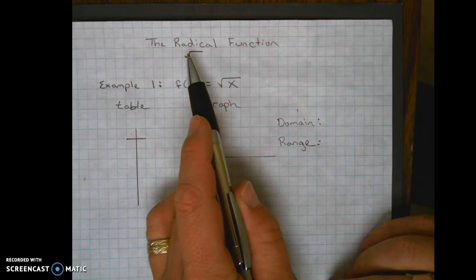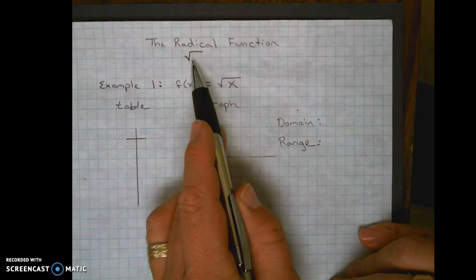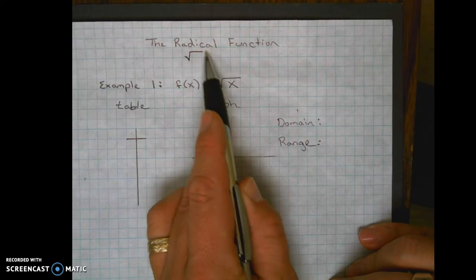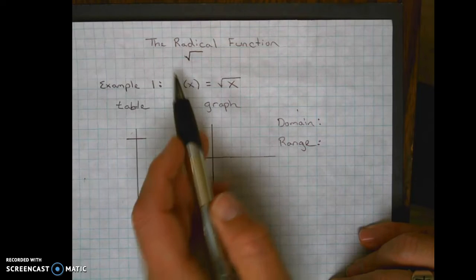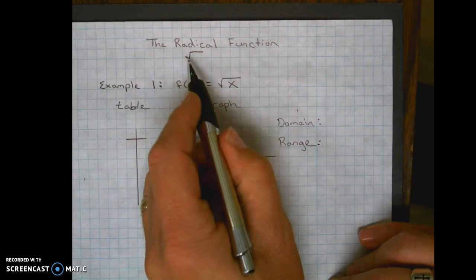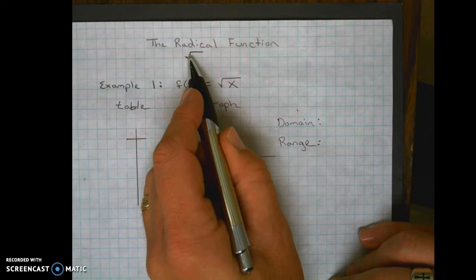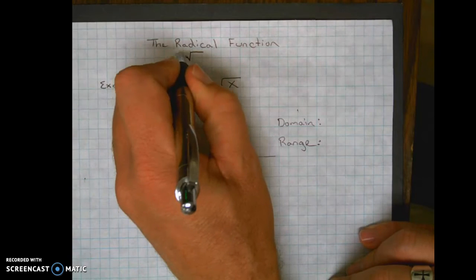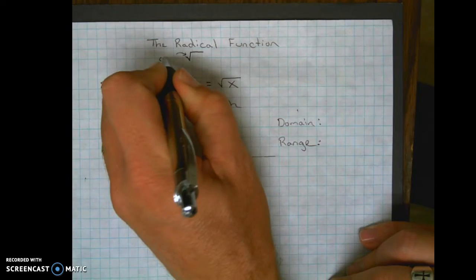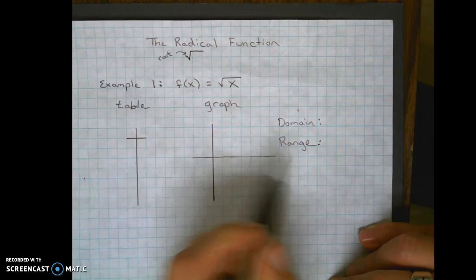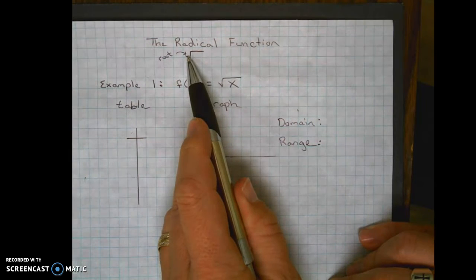So when you have a radical function, you're going to have a radical. This is known as a radical. Remember that inside this little v is where you put the root. So if there's not a number in the little v, remember that means it's a 2, and that means it's a square root.